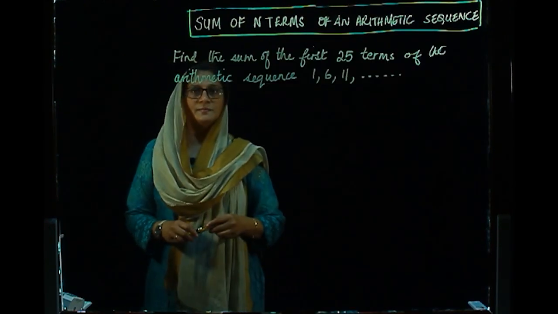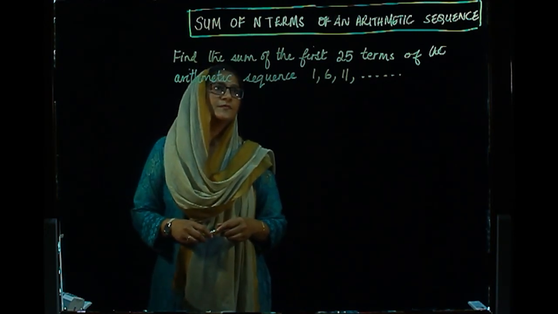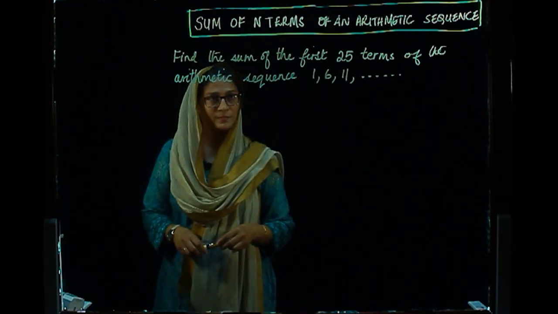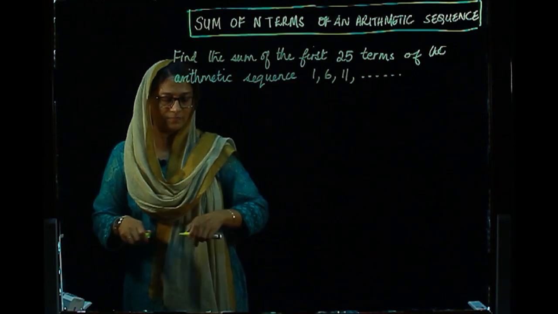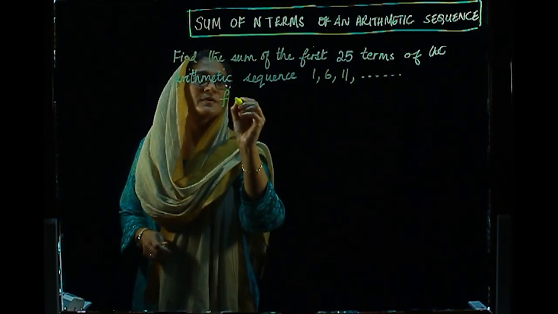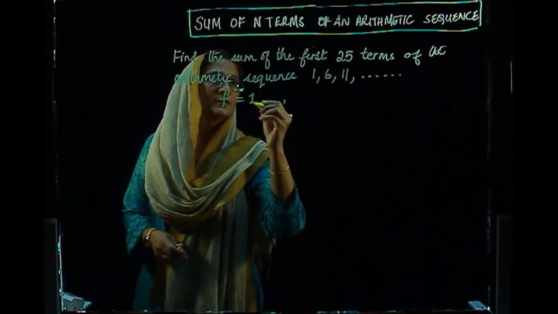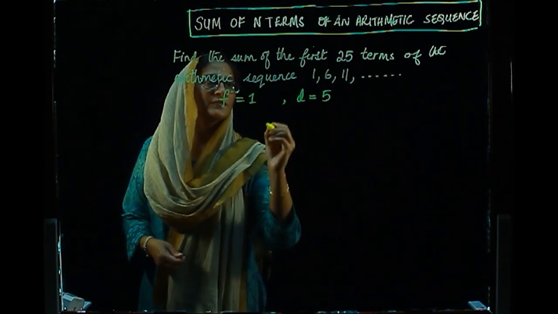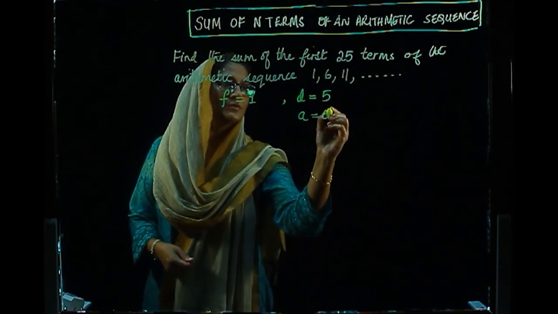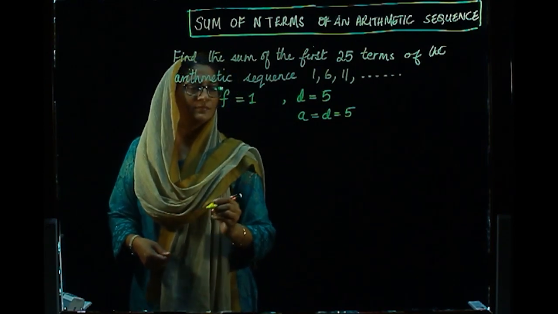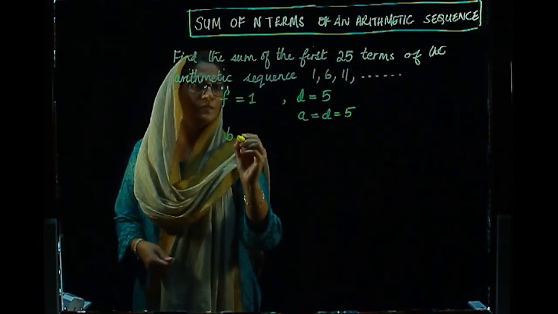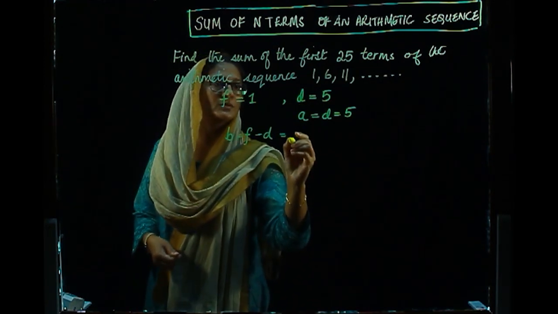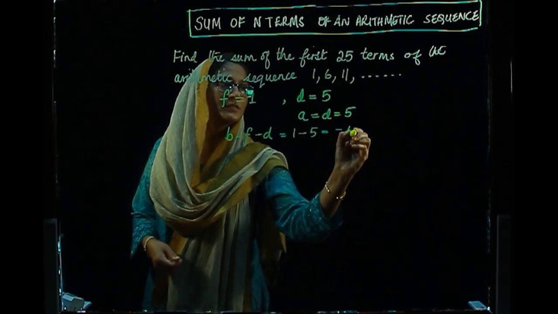We shall do another question. Find the sum of the first 25 terms of the arithmetic sequence 1, 6, 11, etc. As seen earlier, the first term f is equal to 1. Then the common difference is equal to 5. Since the common difference is equal to 5, we have a is equal to d is equal to 5. And to find b, we need to do first term minus the common difference. That will be equal to 1 minus 5. This is equal to minus 4.